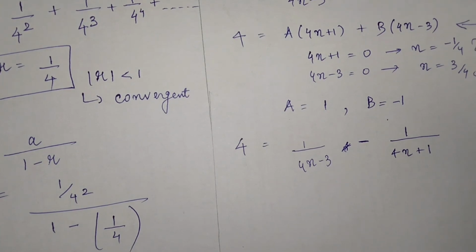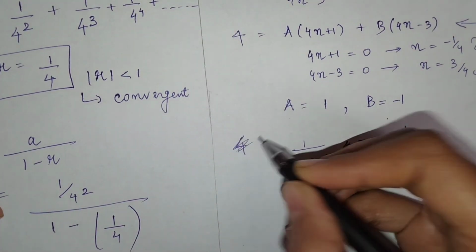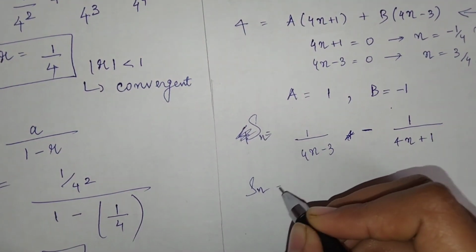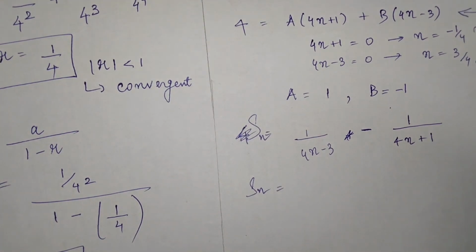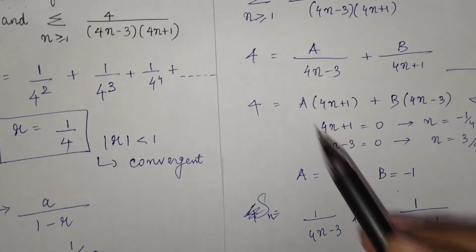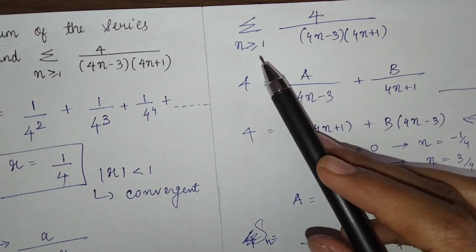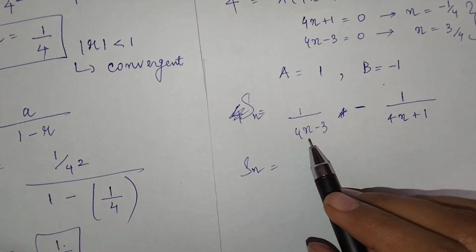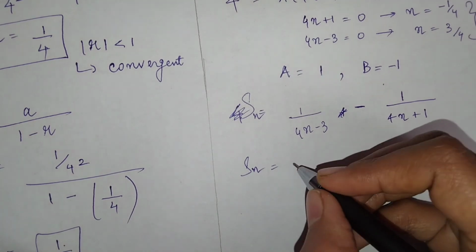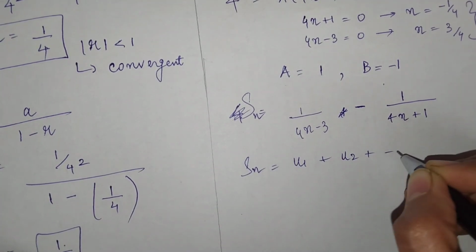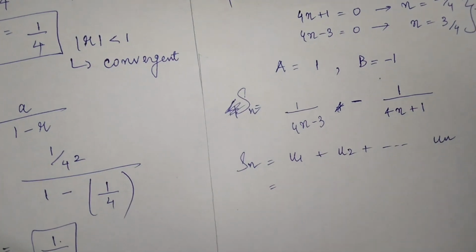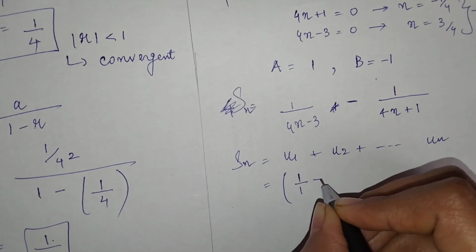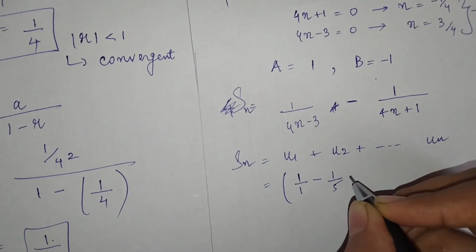And as we have to find the sum of the series, we will substitute values of n greater than or equal to 1. In the question it is given that n should be greater than or equal to 1. So whenever we take the sum, we will get up to u n. If we put 1 here, then we will get 1 by 1 minus 1 by 5.